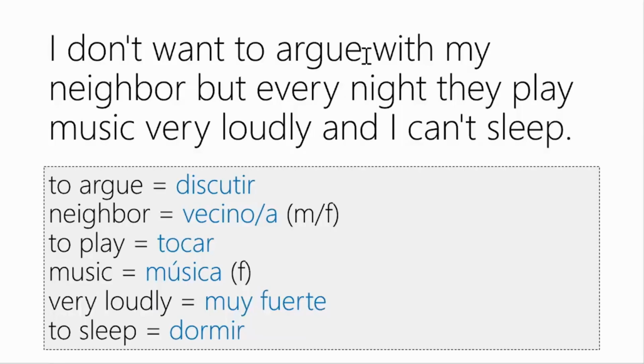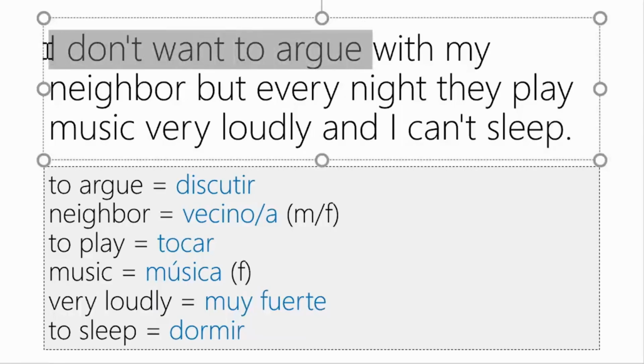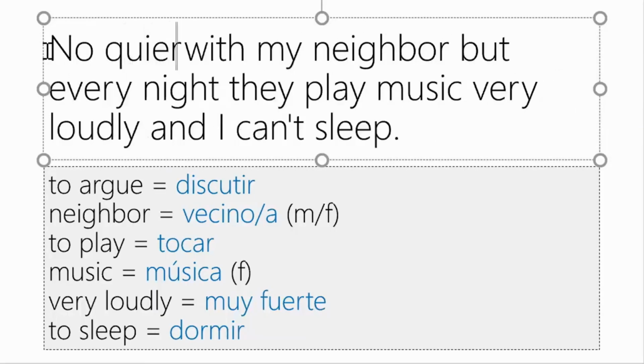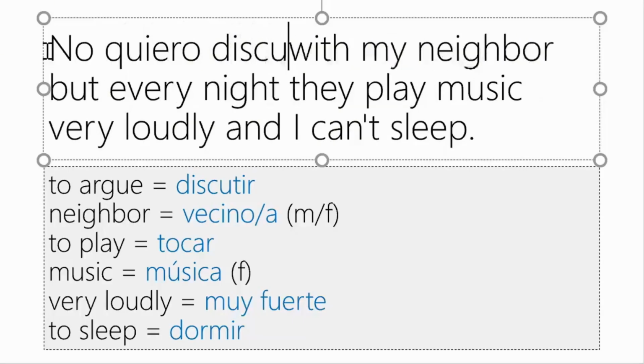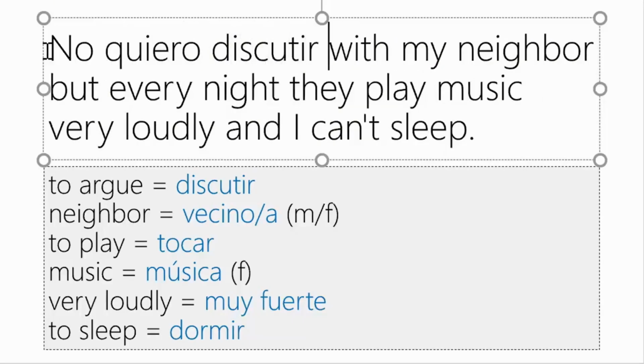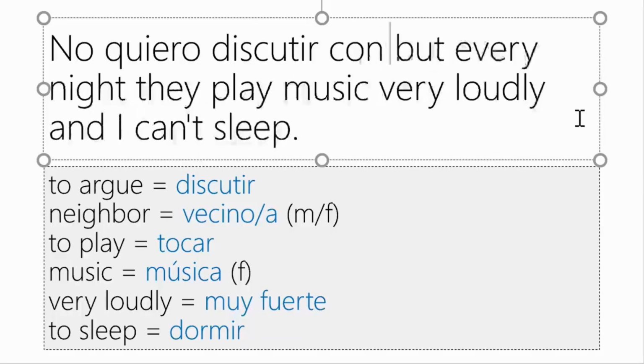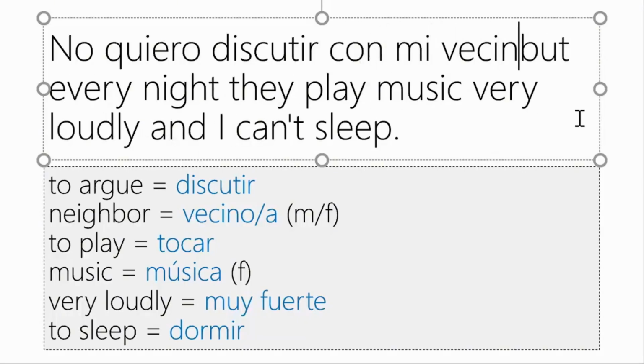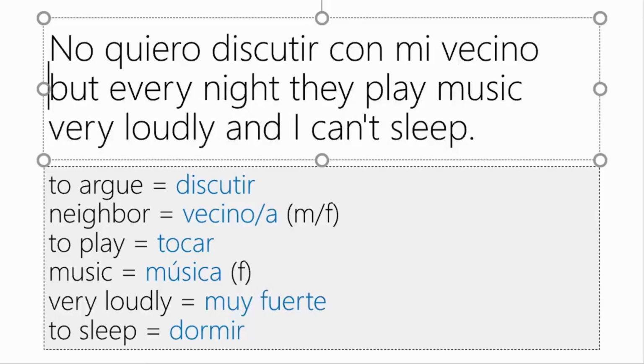Alright, so I don't want to argue. Here's modal verb structure. No quiero discutir with my neighbor, con mi vecino. Let's just assume that he's a male neighbor. If you want to say with my neighbors, of course, it would be con mis vecinos. But every night, so night is noche. So every night, we know the word for every is cada, pero cada noche.